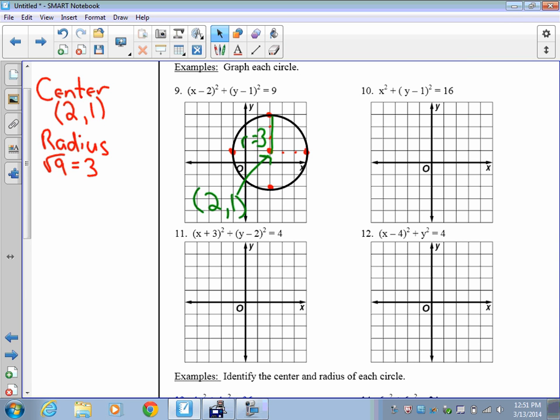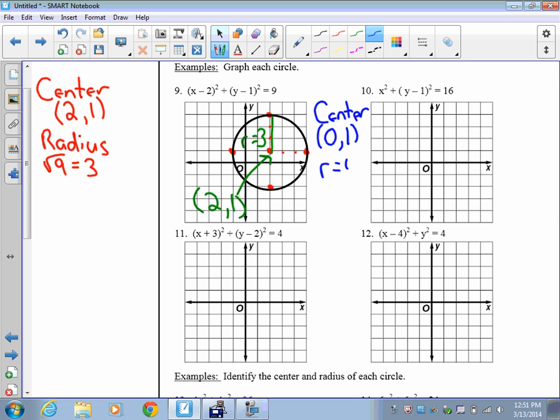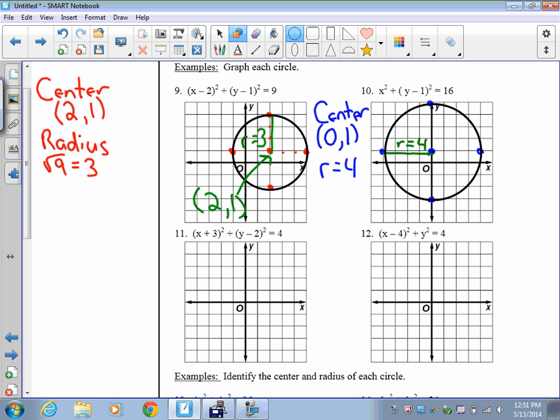So we want to do the same thing for number 10. The center is going to be 0, 1. And the radius is going to be equal to 4. So we plot 0, 1, and then we count 4 units away. So we have R is equal to 4. And then we're going to connect these dots. And there's our circle.